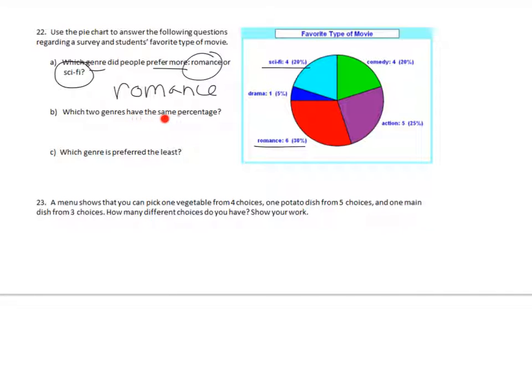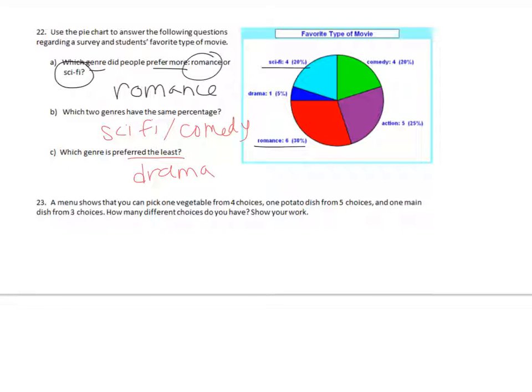Which 2 genres have the same percent? These 2 are the same percent. So sci-fi and comedy. Which genre is preferred the least? The least is drama.